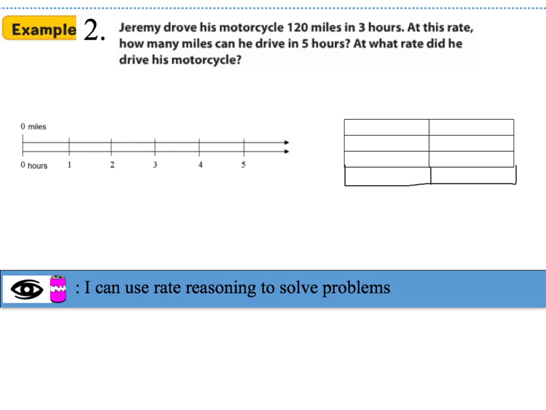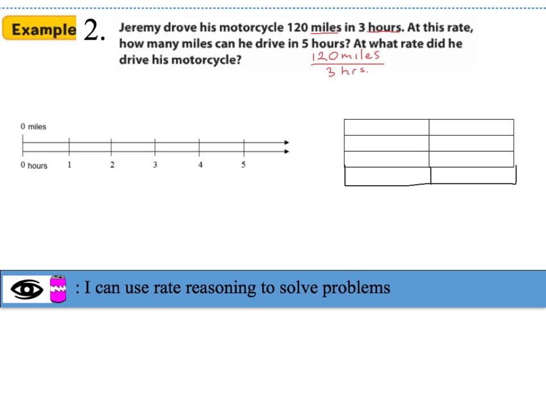So here's example 2. It says Jeremy drove his motorcycle 120 miles in 3 hours. At this rate, how many miles can he drive in 5 hours? At what rate did he drive his motorcycle? So once again, we know that this is a rate because we're comparing 2 different quantities. We're comparing miles and hours. So I'm going to write this as 120 miles per 3 hours.